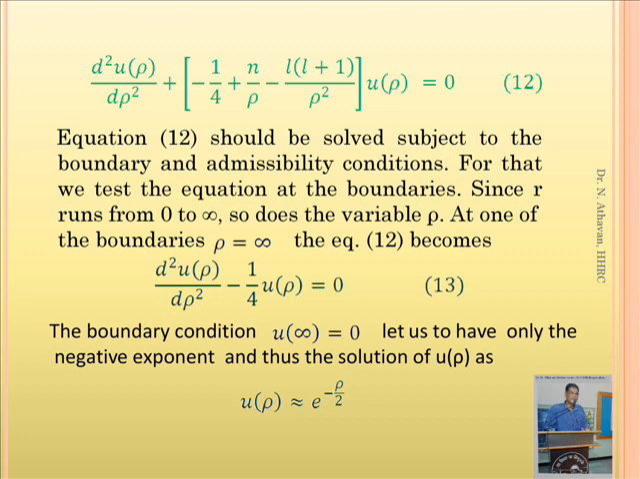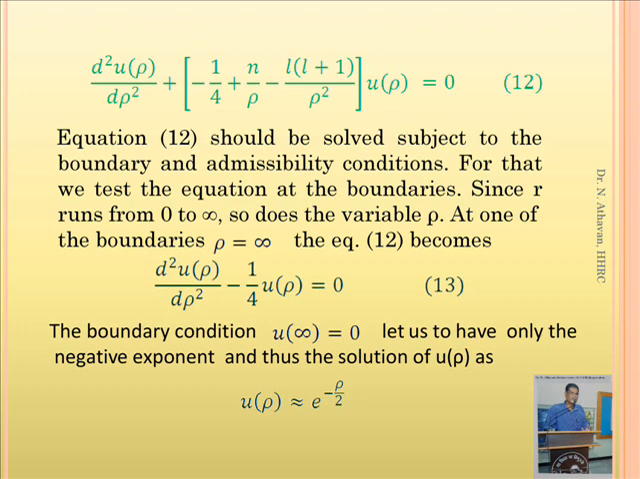That is, d^2u/d rho^2 + (-1/4 + n/rho - L(L+1)/rho^2) u(rho) = 0. So this is the equation in our hand now. We have to solve this equation subject to the boundary and admissibility conditions. Equation 12 should be solved subject to the boundary and admissibility conditions.